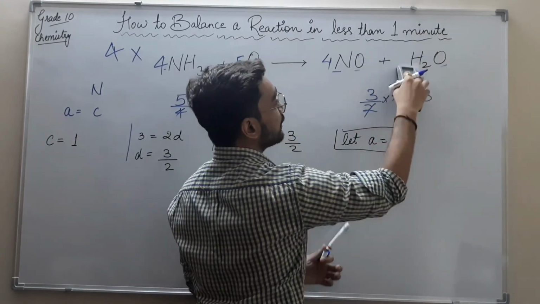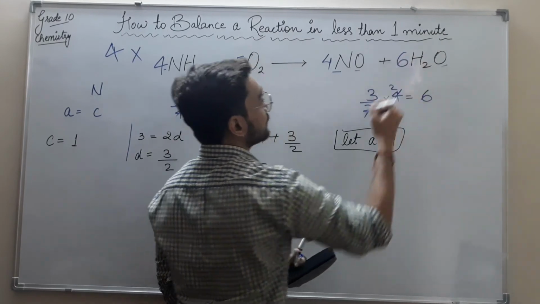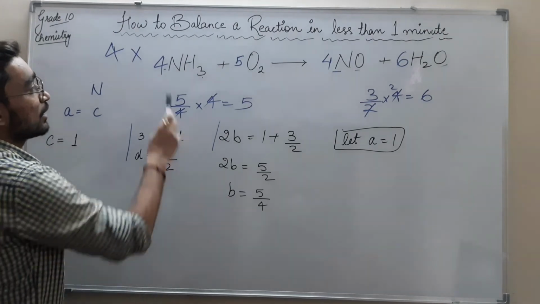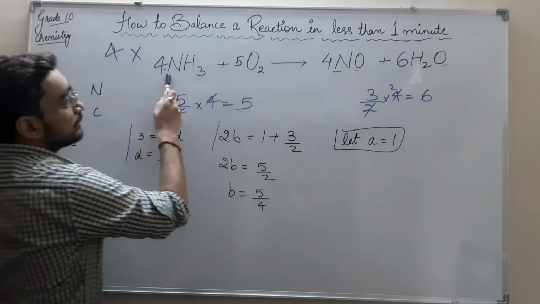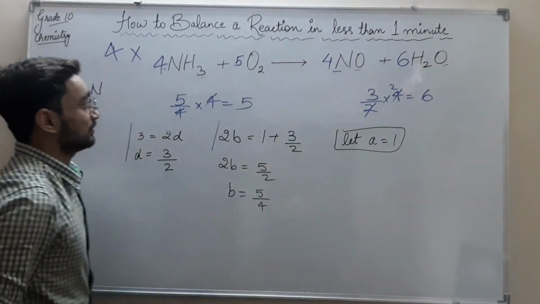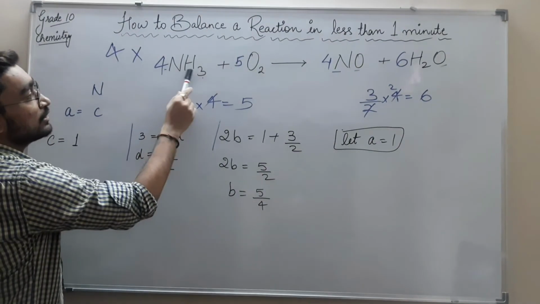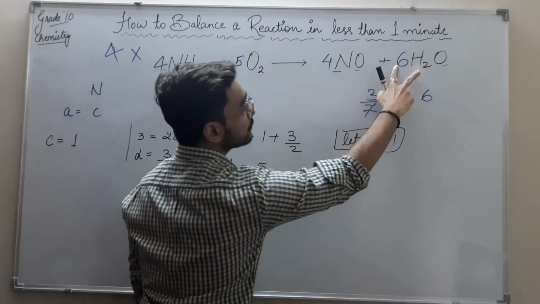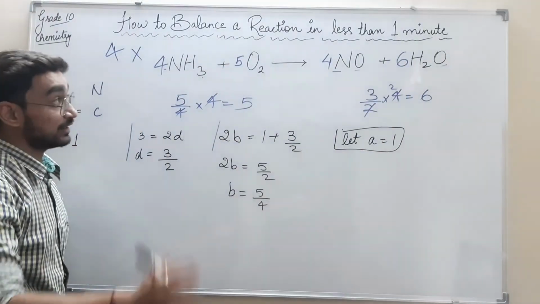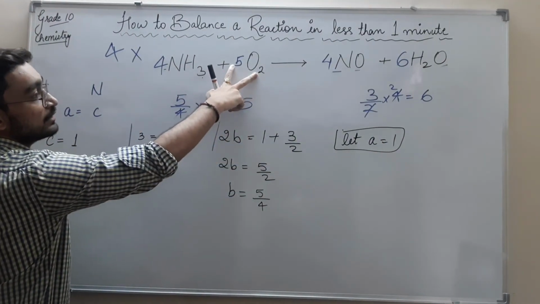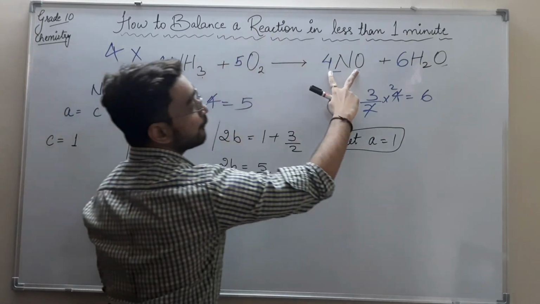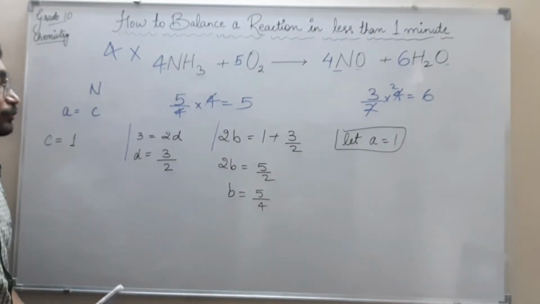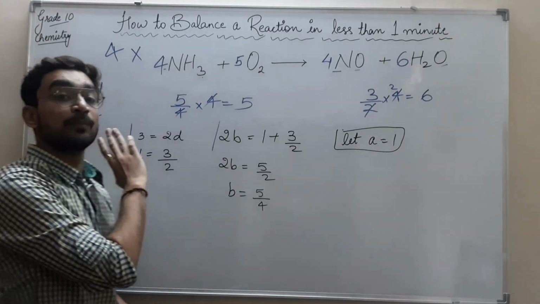So what will come here? 6. If you want, you can check whether it is balanced or not. 4 nitrogen on the reactant side, 4 nitrogen on the product side. Balanced. 4 3s are 12. 12 hydrogen on the reactant side, 6 2s are 12 hydrogen on the product side. Balanced. 5 2s are 10 here, 4 plus 6, 10 here. So oxygen is also balanced. So we can say that our complete equation was balanced.